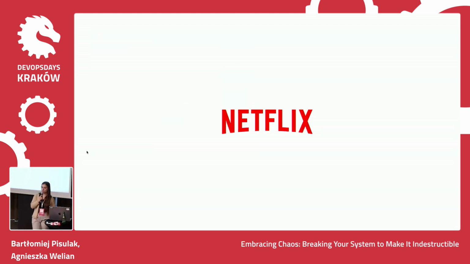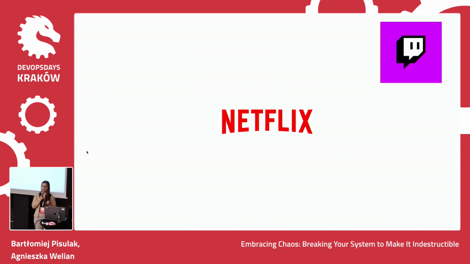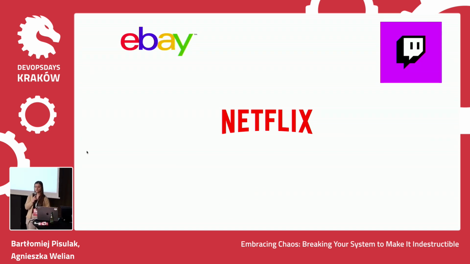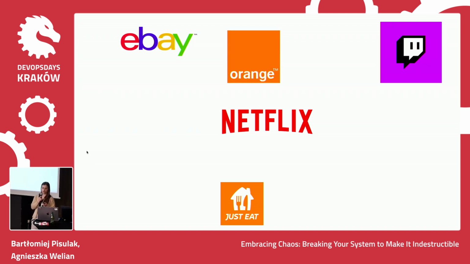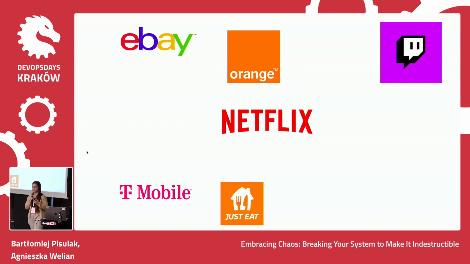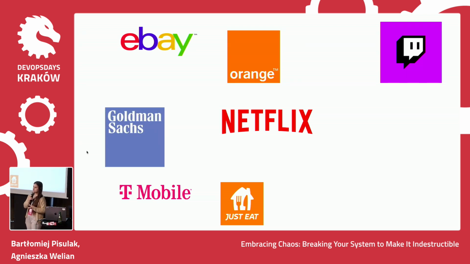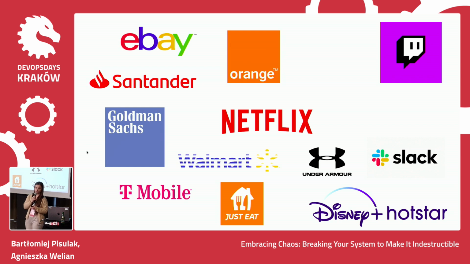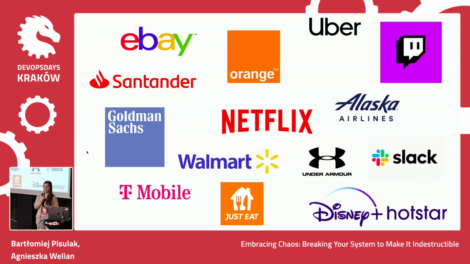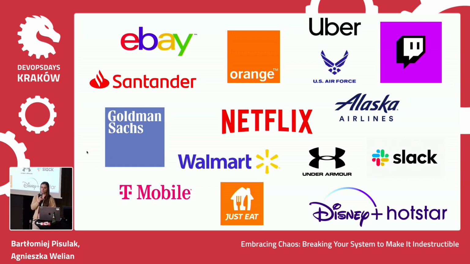But Netflix is not the only company that introduced chaos engineering. There is also another streaming company, Twitch, the online auction service eBay, the platform for ordering meals Just Eat, digital mobile network companies like Orange and T-Mobile, and some financial organizations like Goldman Sachs and Santander, and many, many more, like Disney Plus, Slack, Under Armour, Walmart, Uber, Alaska Airlines, and even such a serious organization inside the US Army as the US Air Force.